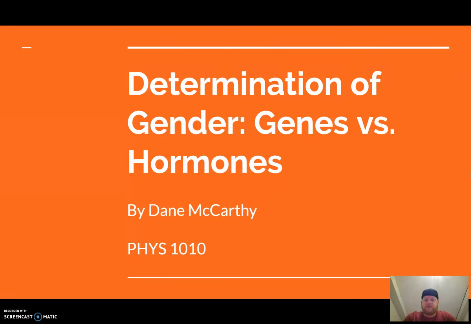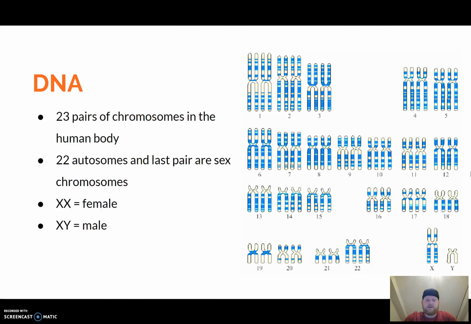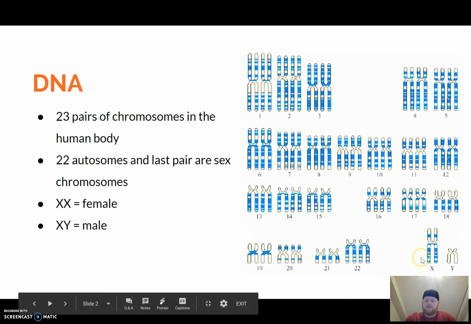Today we're talking about the determination of gender with genes and hormones. So let's get into it. Basically it all starts with DNA. We have 23 pairs of chromosomes in the body, 22 autosomes, and the last pair are the sex chromosomes. We have XX for female and XY for male. As you can see down here, we're showing the XY, so this is a male.